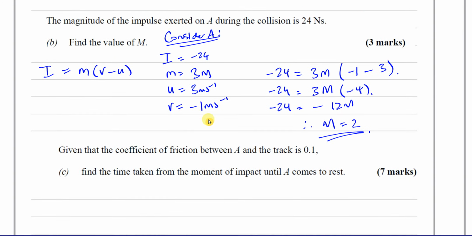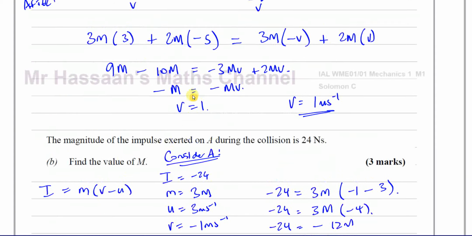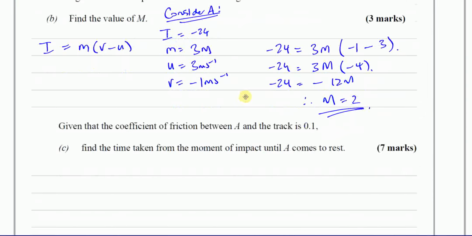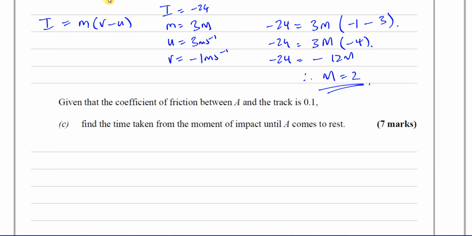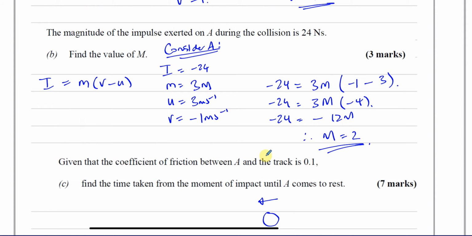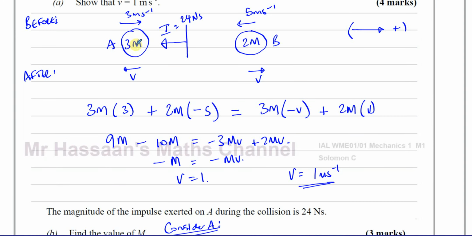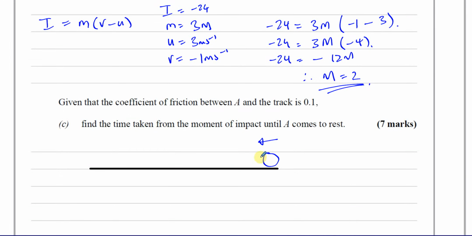Okay, then it says part C. Given the coefficient of friction between A and the track is 0.1, find the time taken from the moment of impact until A comes to rest. So A is now going to be moving, it's going to hit B, and then it's going to go along in this direction, according to our diagram. Now we know the m is 2, and this is 3m, so this must be 6 kilograms.